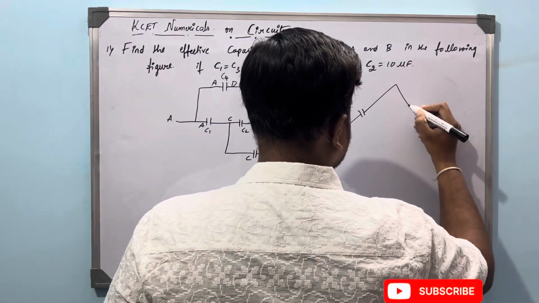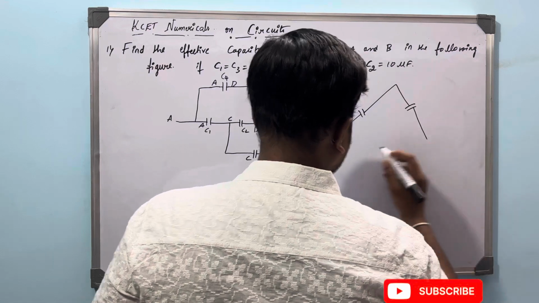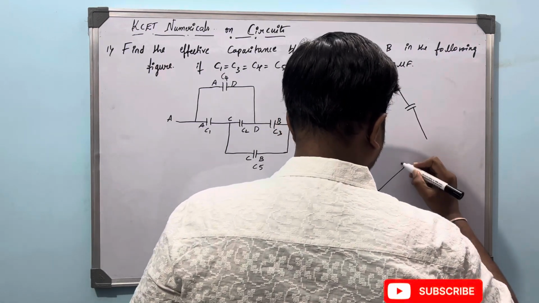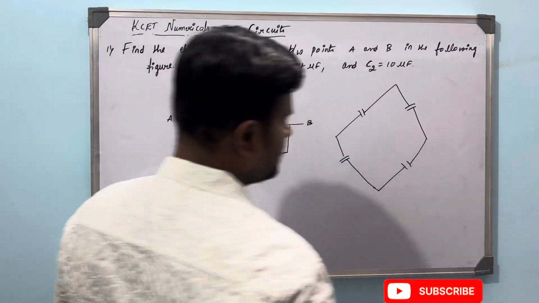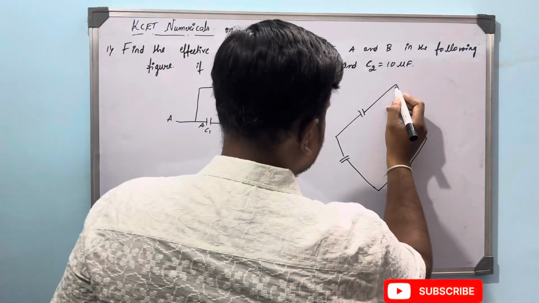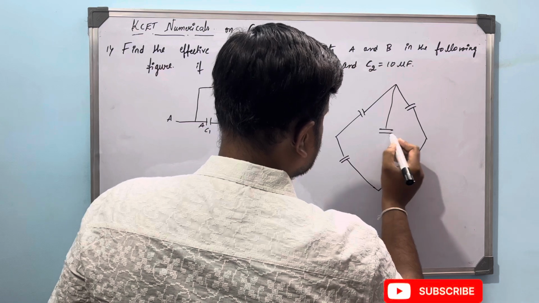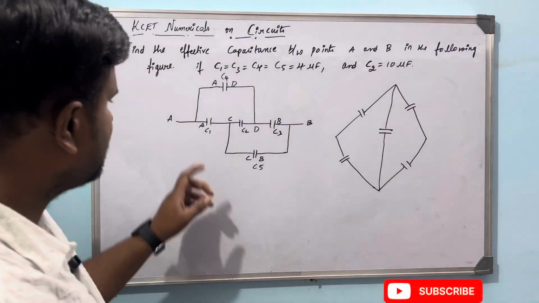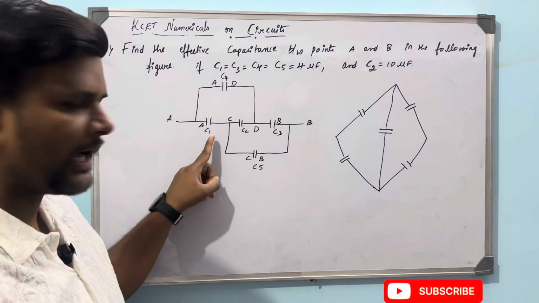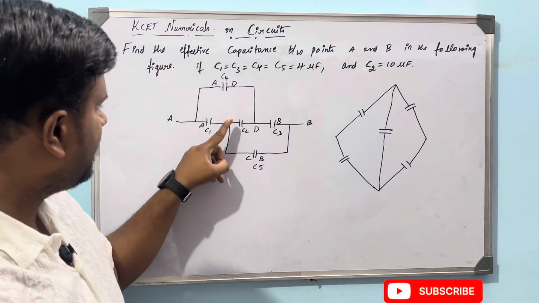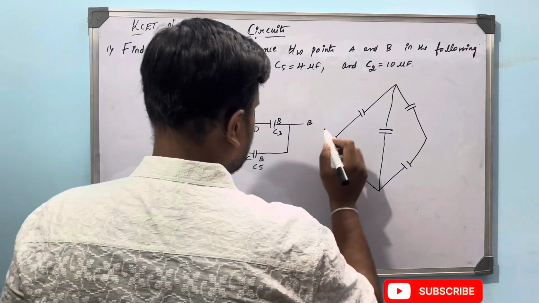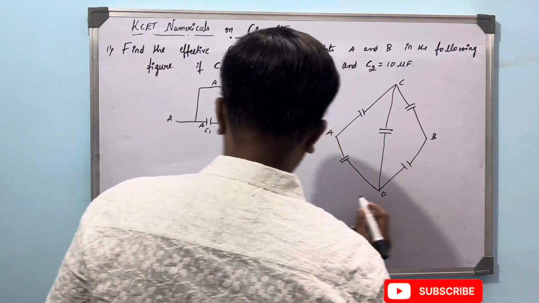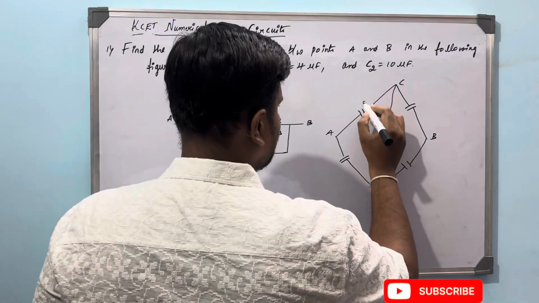We will learn more about Wheatstone bridge circuits in the third chapter. So this is in the form of a Wheatstone bridge, and in the middle of the circuit we will get another capacitor. Now see the figure. I will mark the points A, B, C and D. In between A and C we have C1.